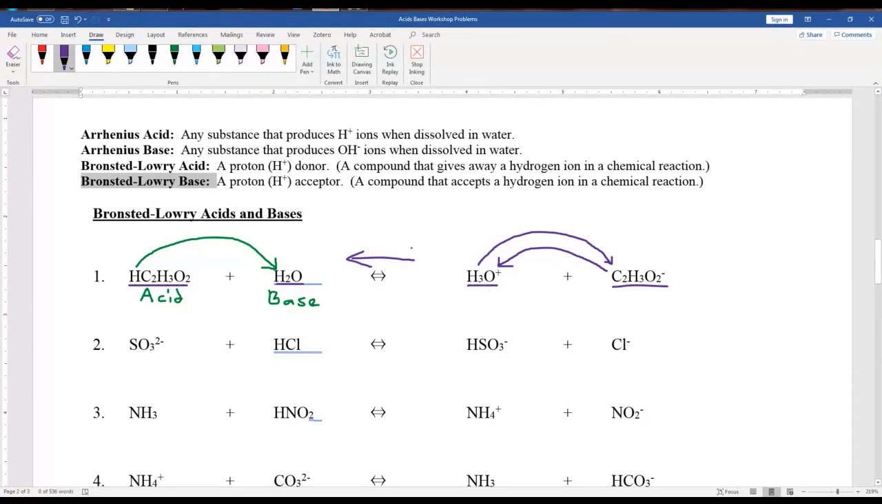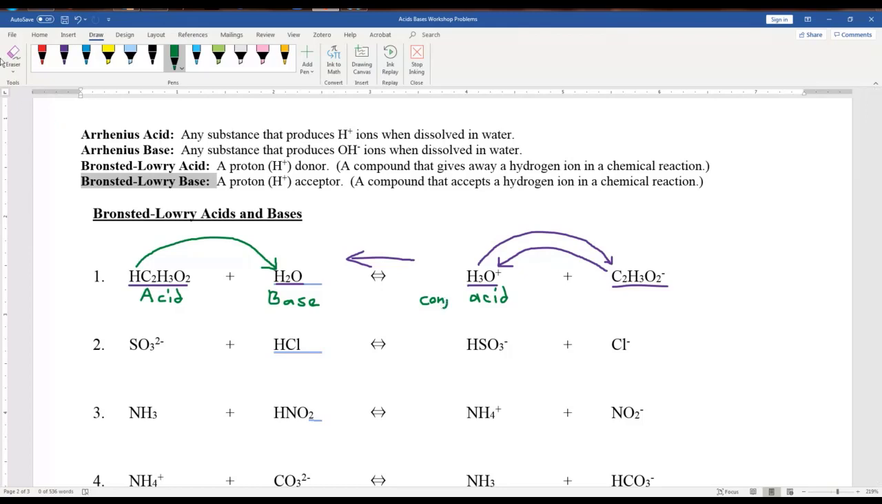If this reaction goes backwards, H3O plus goes to H2O. Has it gained or lost a hydrogen? It lost a hydrogen. It's a proton donor. It gave up its hydrogen. So it's an acid. It donates the hydrogen, but it's not a reactant, so we don't call it just an acid. We have to call it a conjugate.